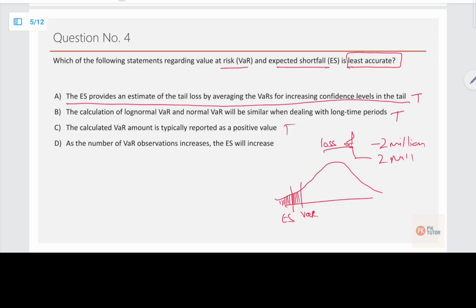And as the number of VaR observations in the ES will increase, this is also true. Wait a minute, we made some mistake. This one is false. I'm sorry, I just went in the flow. The log normal and normal VaR will not be similar when dealing with the long time period.